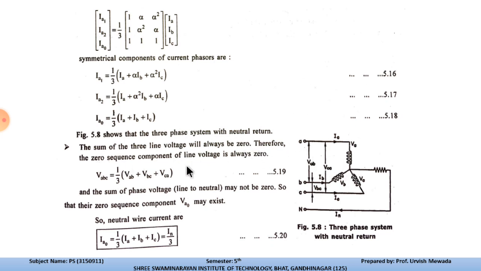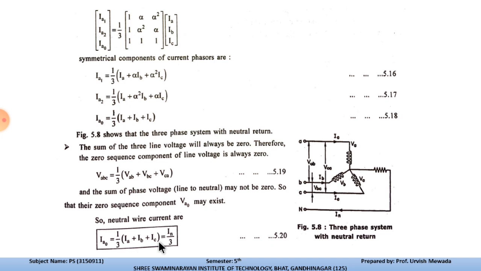Therefore the zero sequence component of the line voltage is always 0. So that's why V_ABC zero sequence is equal to 1/3 (VAB plus VBC plus VCA). So we can write this equation from this diagram. The sum of the phase voltages, that is line to neutral, may not be 0, because we will get the value of the phase voltage.